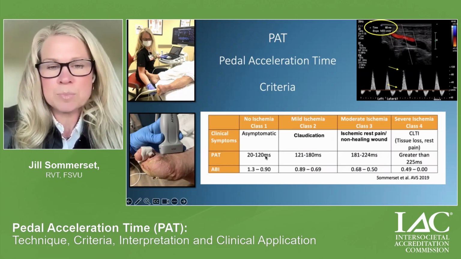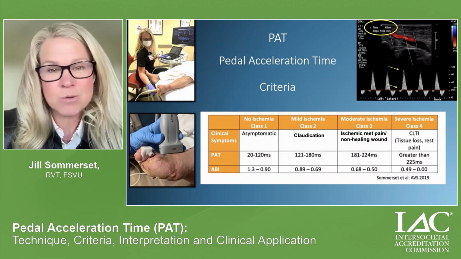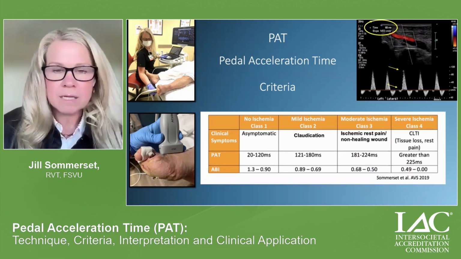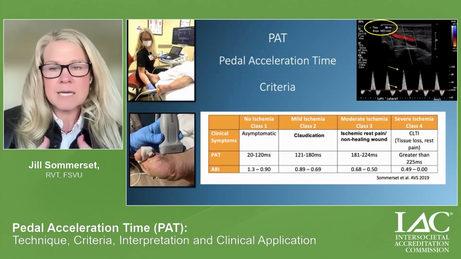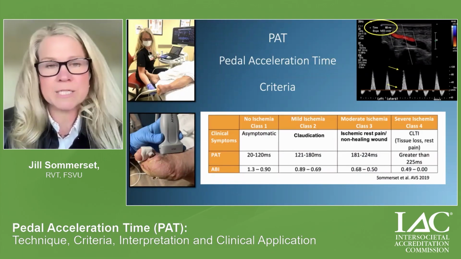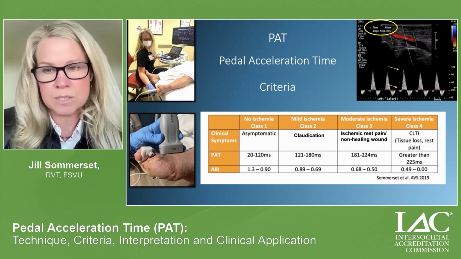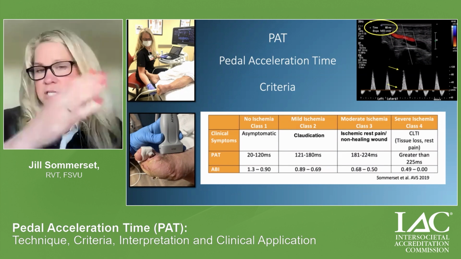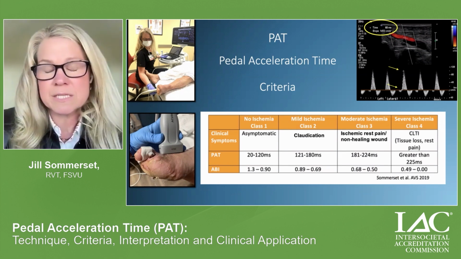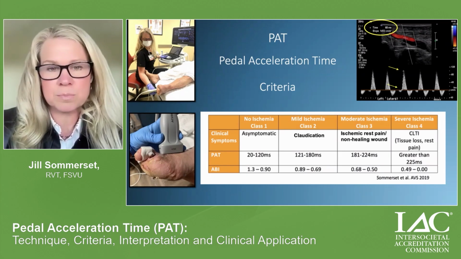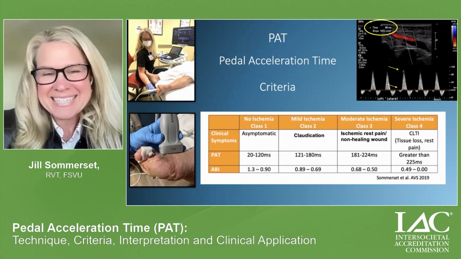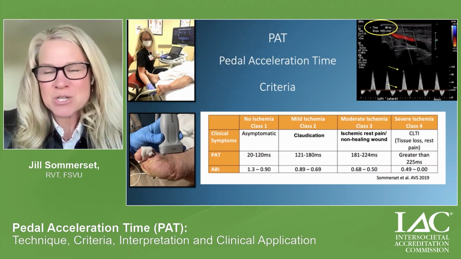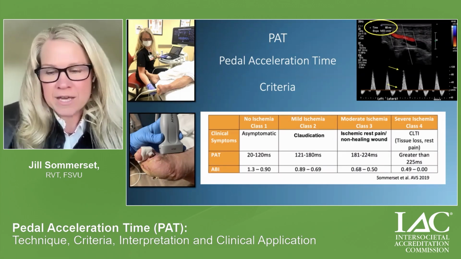So PAT has 4 classes, class 1 being normal, class 2 being slightly abnormal, more in line with a claudication, and class 3 is more in line with maybe ischemic rest pain, non-healing wound, and certainly class 4 is the worst, where we have non-healing wounds, and this is consistent with CLTI. Now, this is a spectrum, but this criteria really gives us insight to the status of the pedal perfusion. And PAT really is becoming a common language. Like, what is the PAT? Class 1, class 2, class 4. And so this is really evolving globally.